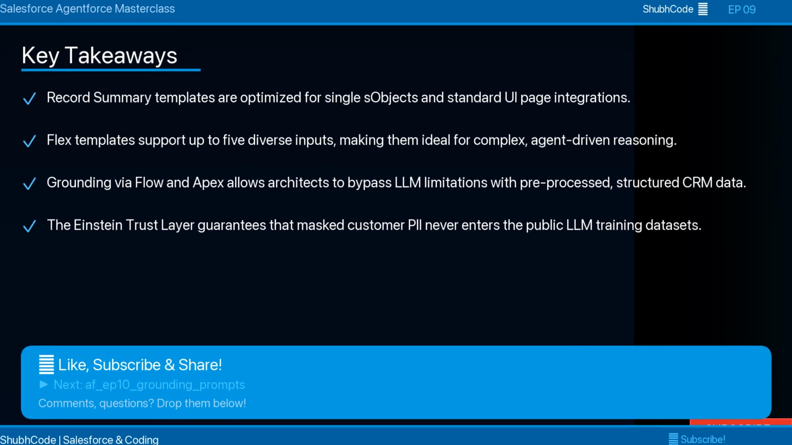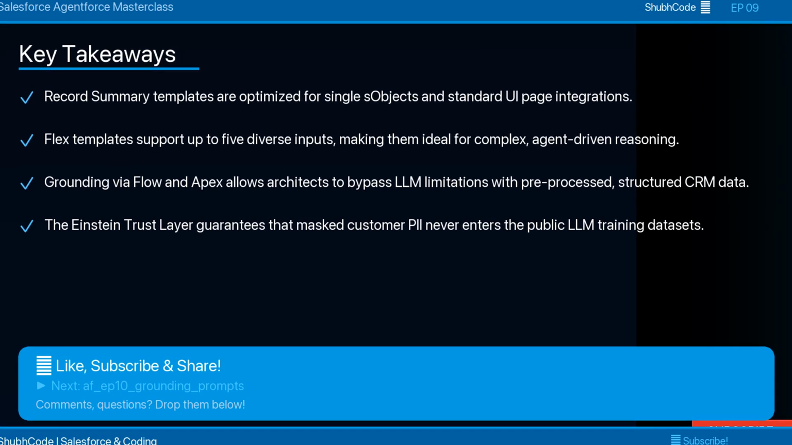Alright, let's wrap up. Here are the key things to remember. Record summary templates are optimized for single sObjects and standard UI page integrations. Flex templates support up to 5 diverse inputs, making them ideal for complex, agent-driven reasoning. Grounding via Flow and Apex allows architects to bypass LLM limitations with preprocessed, structured CRM data. The Einstein trust layer guarantees that masked customer PI never enters the public LLM training datasets.